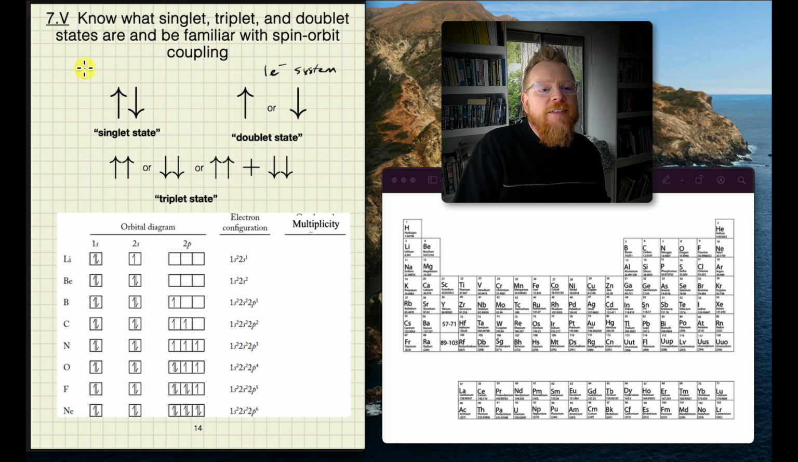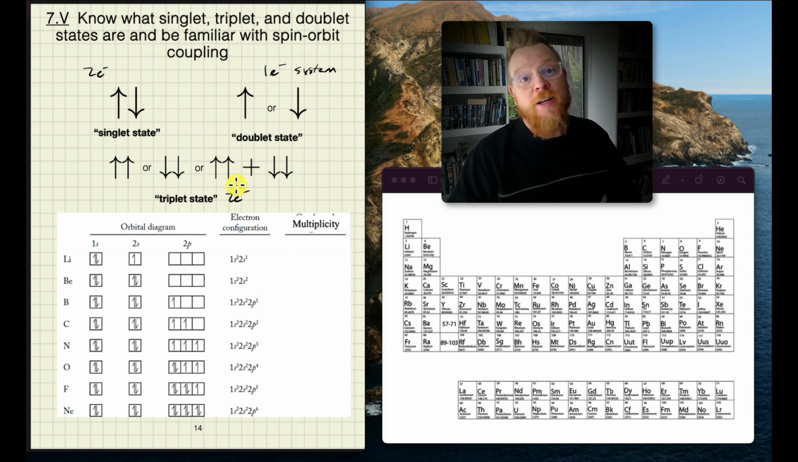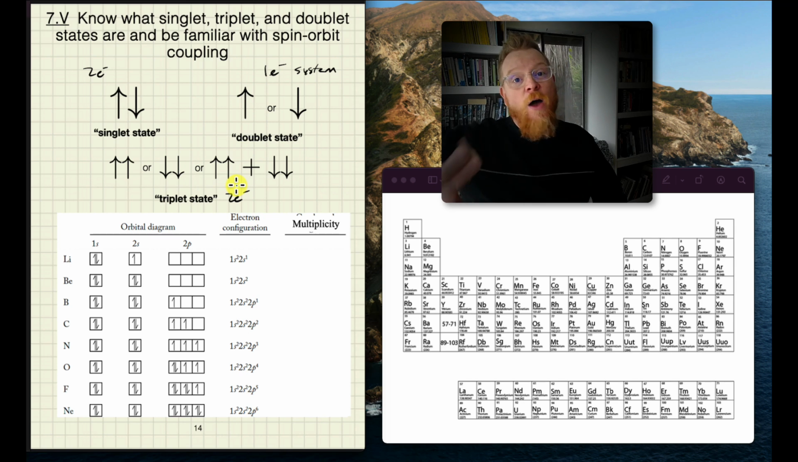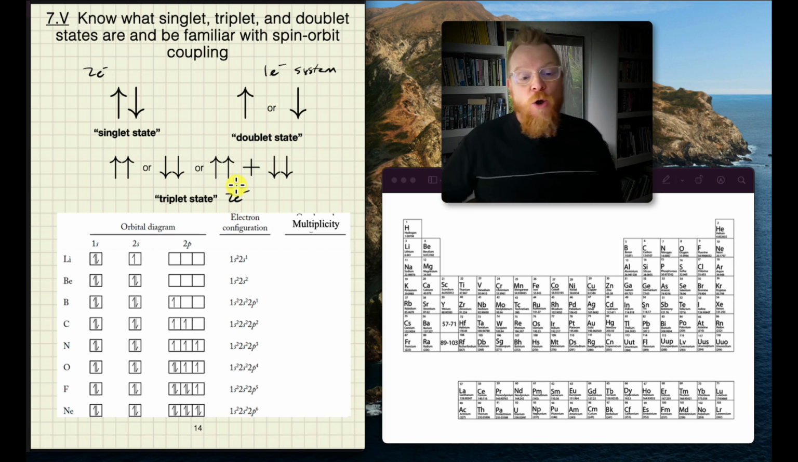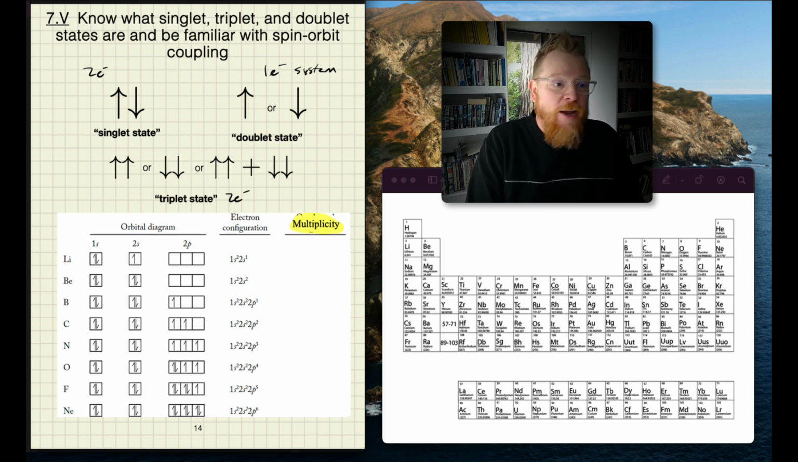So the singlet state is a two electron system. The triplet state is a two electron system. A doublet state is a one electron system because that electron can be spin up or spin down with equal probability, and we don't know which is which. So we refer to this singlet, doublet, triplet, etc. as the multiplicity.